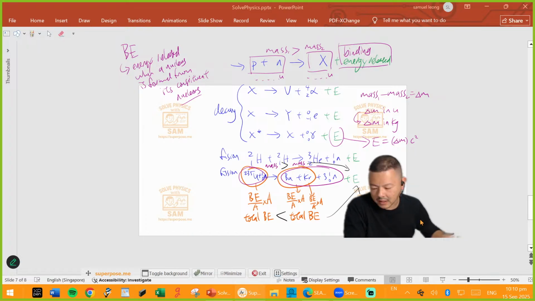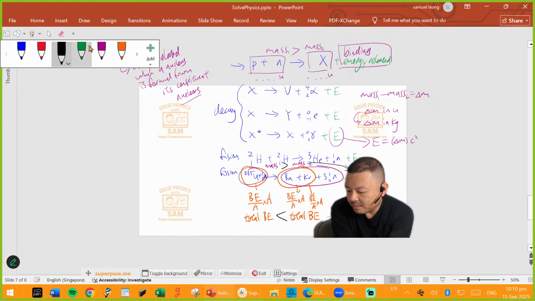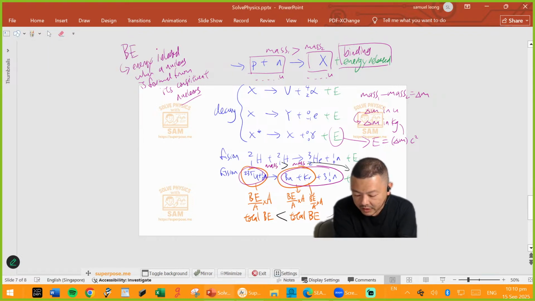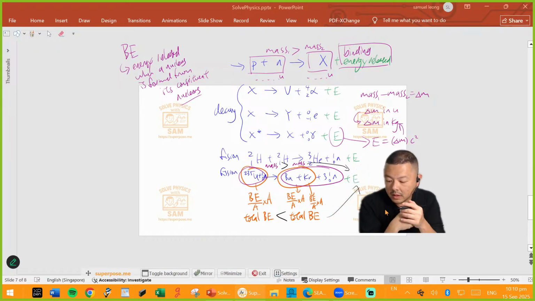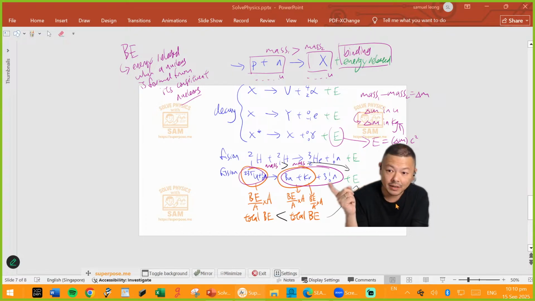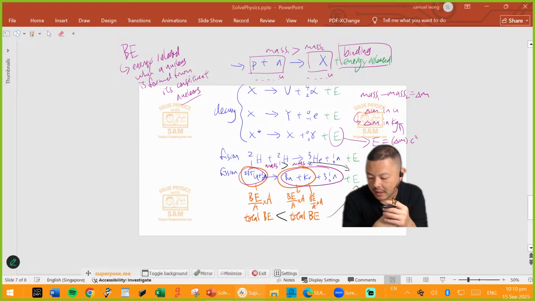I think for mass defect you just have to remember to convert it to kg. If, let's say for example, there are three neutrons here, then you have to multiply by three neutrons. Like there are three neutrons.